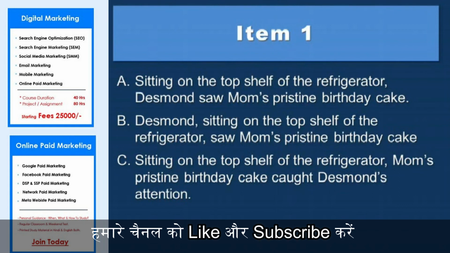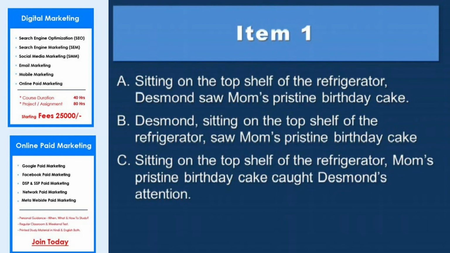B. Desmond, sitting on the top shelf of the refrigerator, saw mom's pristine birthday cake. It's the same problem again. Desmond is not sitting on the top shelf of the refrigerator. Choice C now. Sitting on the top shelf of the refrigerator, mom's pristine birthday cake caught Desmond's attention. Now that's correct. Choice C should be the answer, which is free of all the errors of misplaced and dangling modifiers.